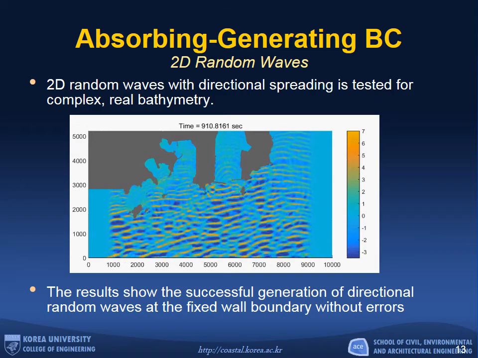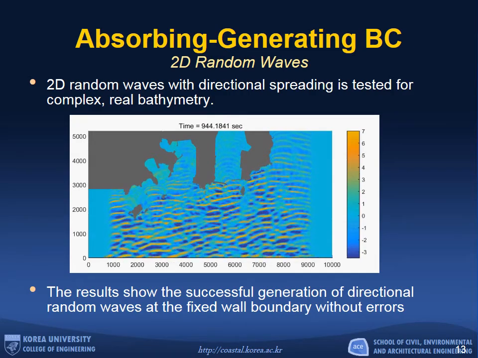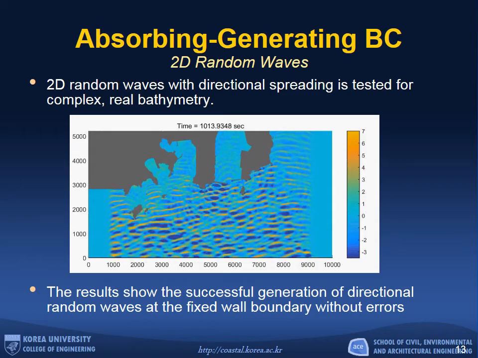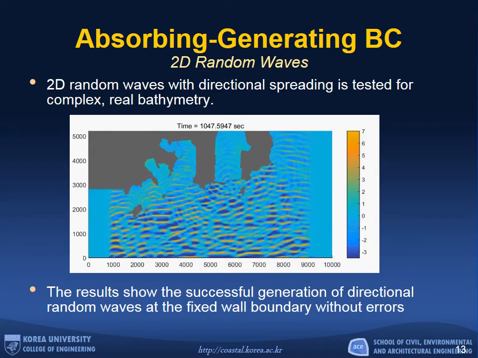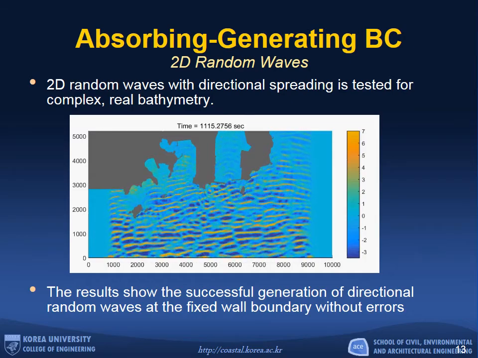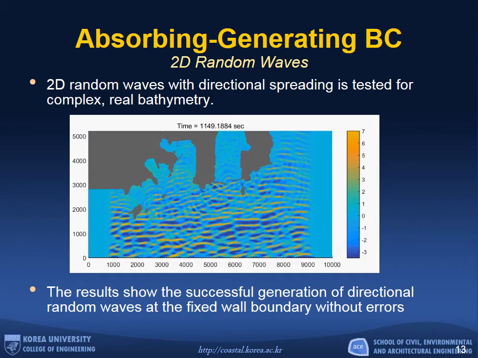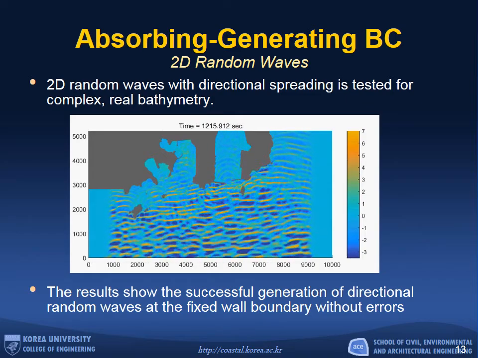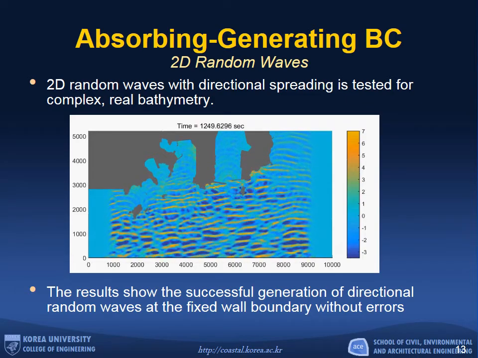So we can notice the reflected waves at the shoreline here are going out through the bottom boundary without any errors. So all the reflected waves have been successfully going through this absorbing-generating boundary here.